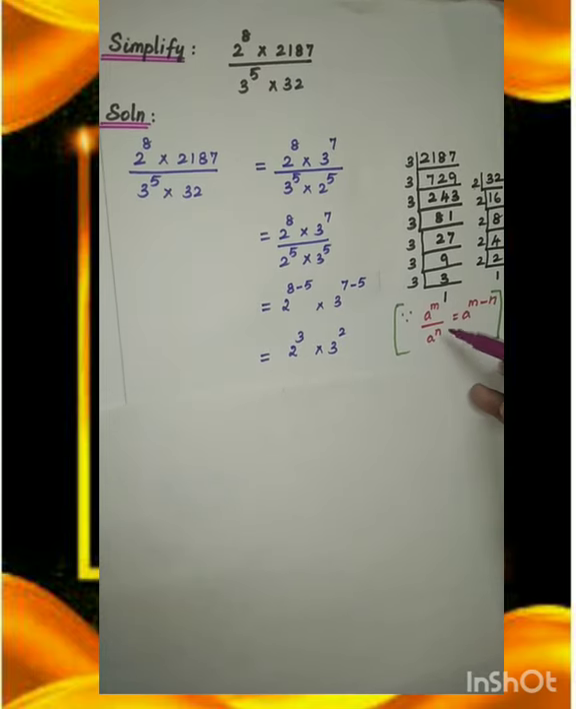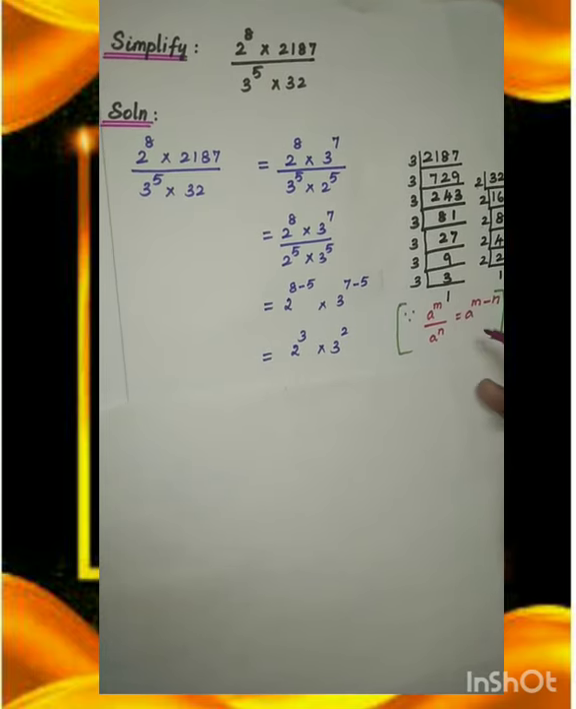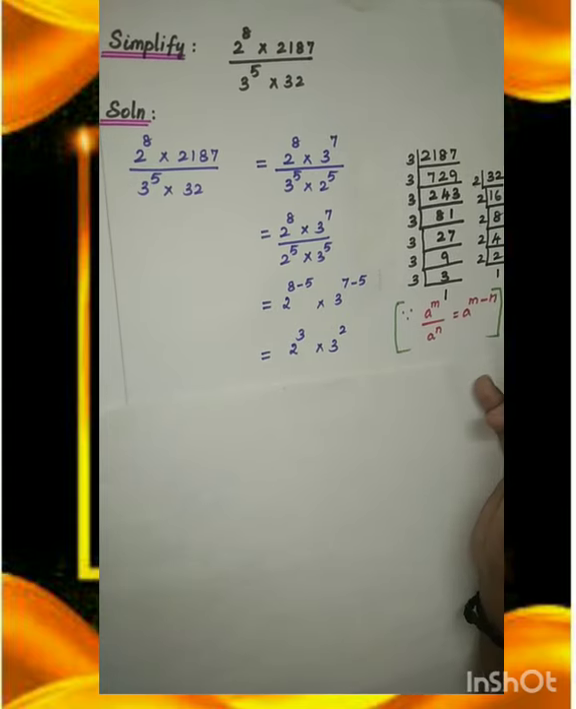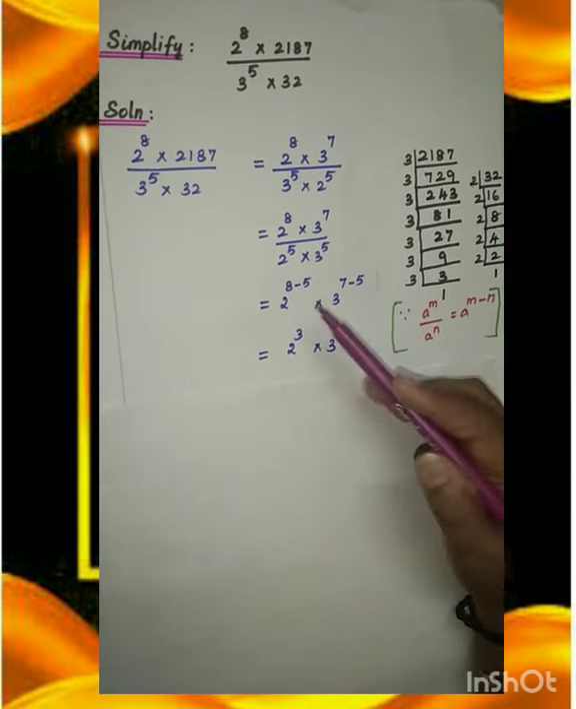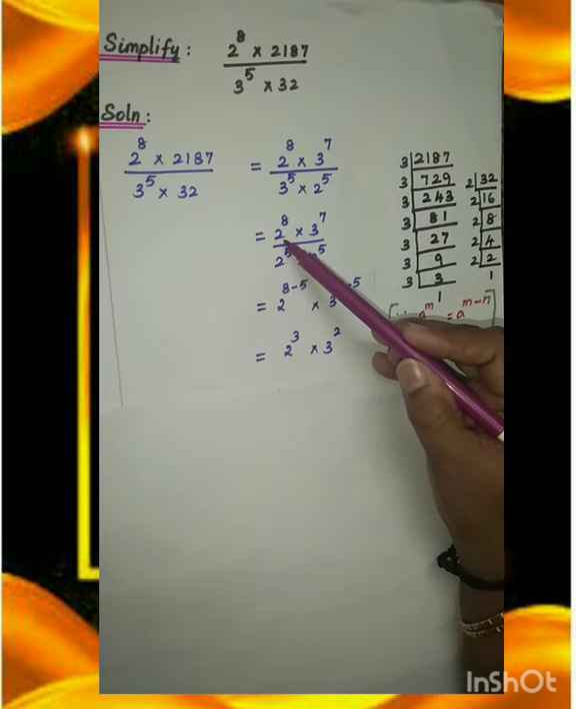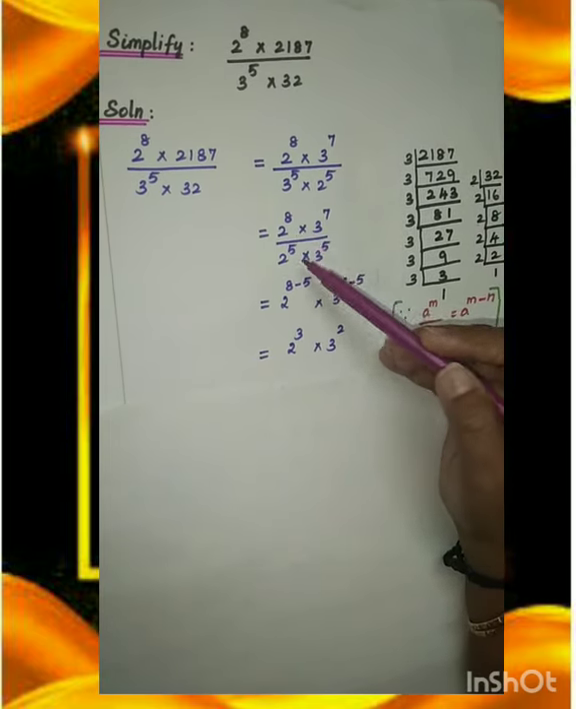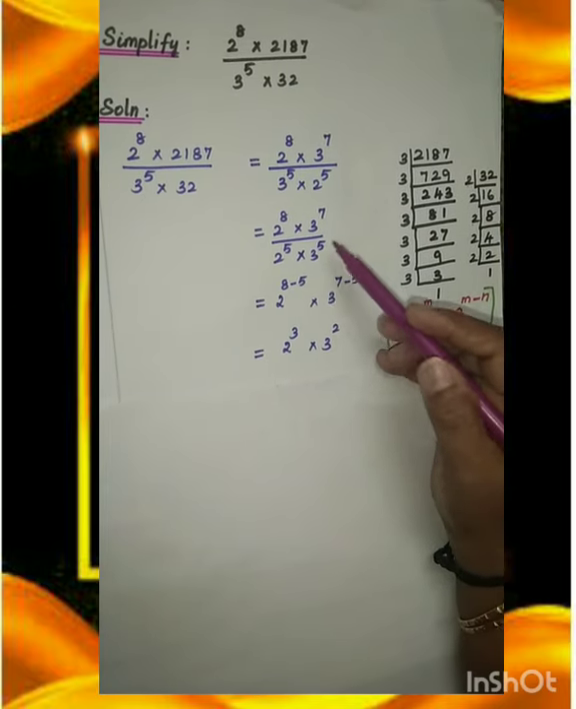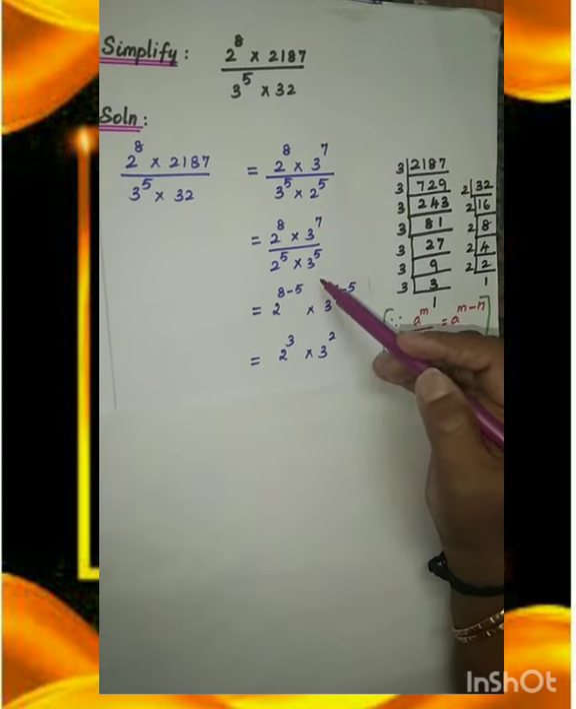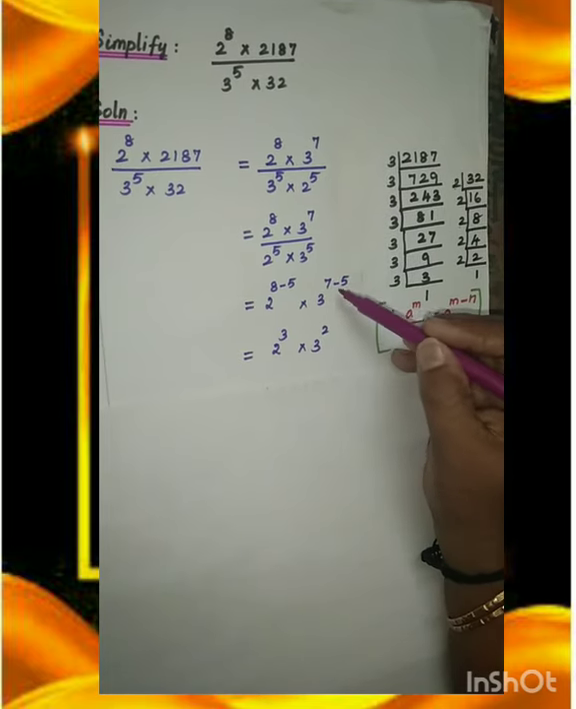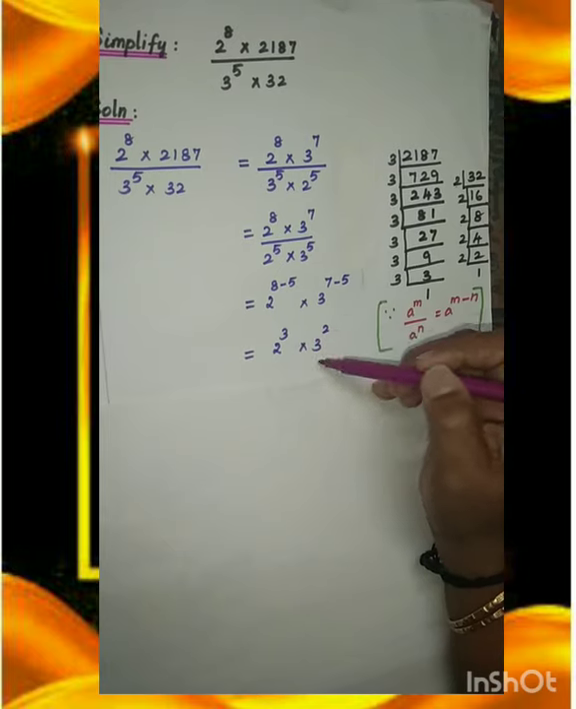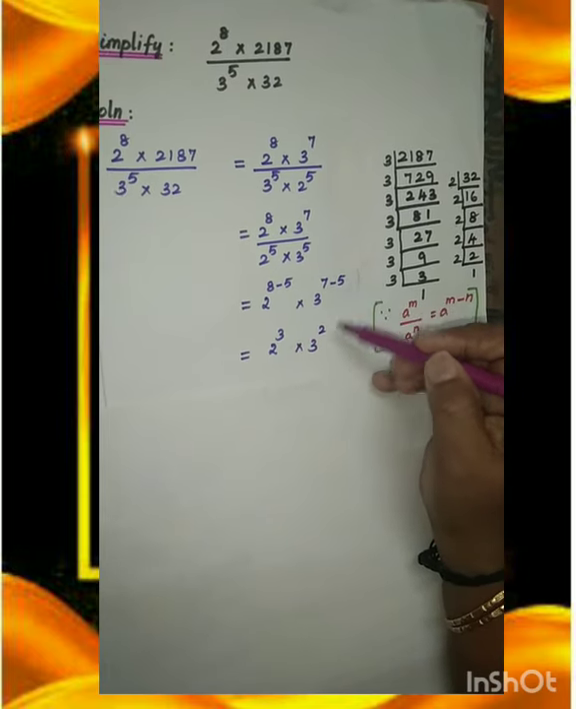Then we can apply the quotient rule. A power m by a power n equal to a power m minus n. When we have the same base, we can subtract the powers. So here the base is 2, so we can subtract the powers: 8 minus 5. Into, here 3 is the base, so we can subtract the powers: 7 minus 5. So 2 power 8 minus 5 is 3, into 3 power 7 minus 5 is 2.